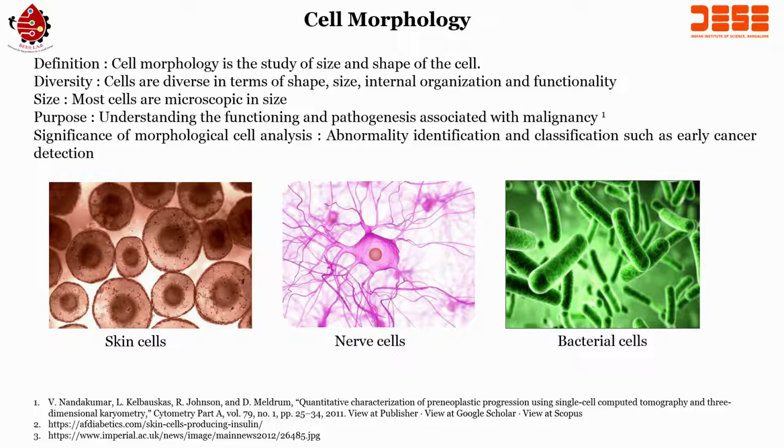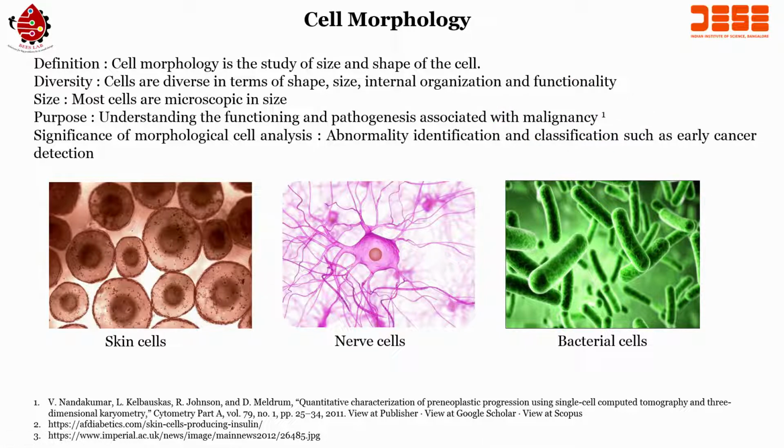Now, if I talk about cell morphology, the definition of cell morphology is the study of the size and shape of the cell, right. Diversities. So, what are the cell diversities? Cells are diverse in terms of shape, size, internal organization and functionality. When you talk about size, most of the cells are microscopic in size, right. And what is the purpose? Purpose is to understand the functioning and the pathogenesis associated with the malignancy. Malignancy is the possibility of cancer, all right.